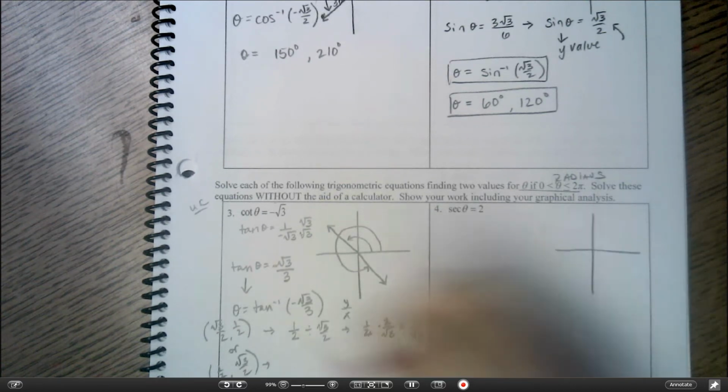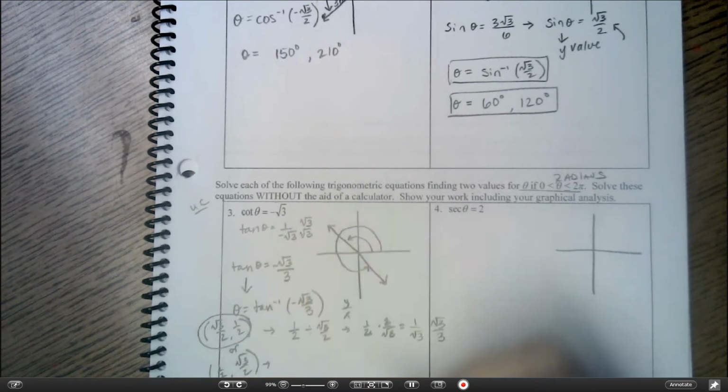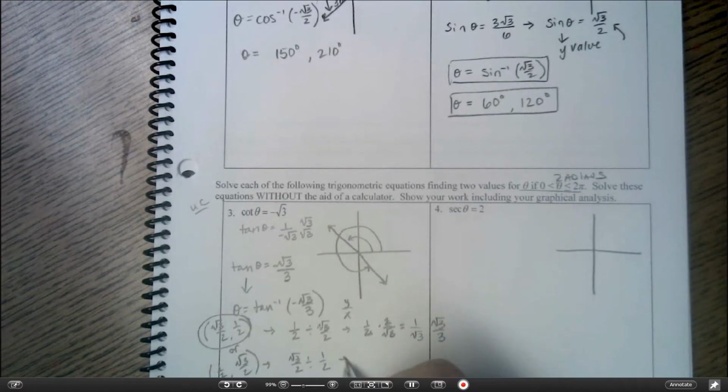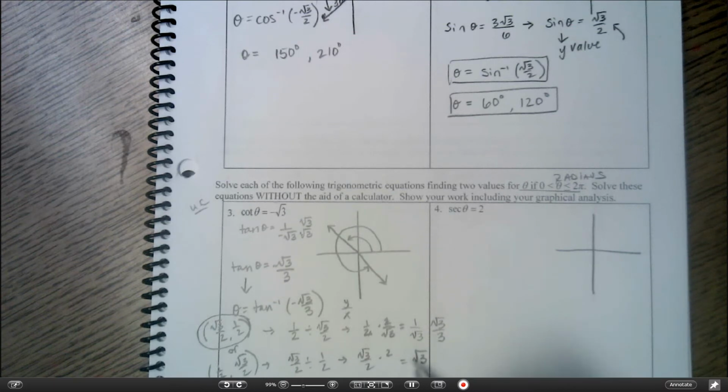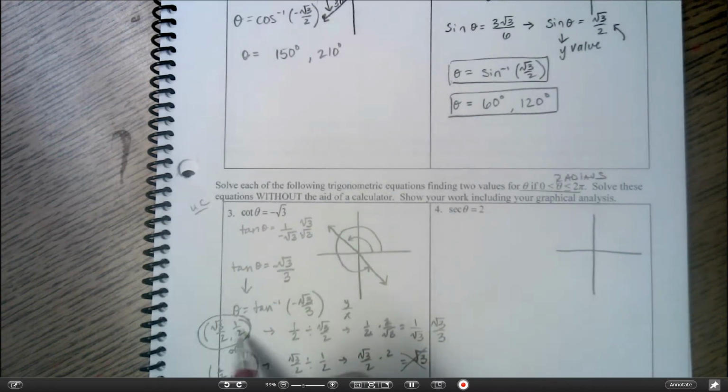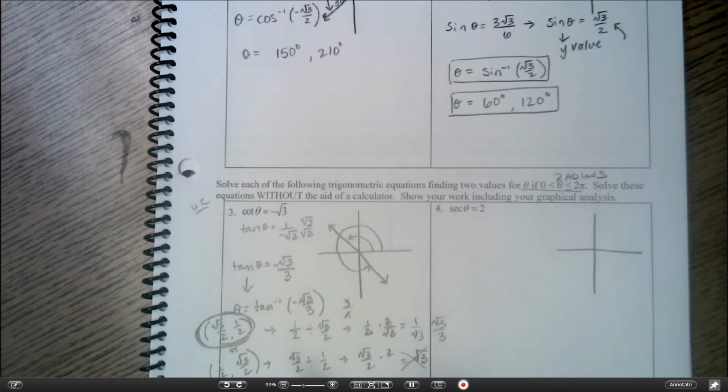So that is actually the ordered pair that we're looking for, but let's just say you didn't know that and we went through and did this. And we went rad 3 over 2 divided by 1/2. That's going to be rad 3 over 2 times 2, which just gives us rad 3. So we know that that's not what we want. So this is the ordered pair that we're looking for on our unit circle.